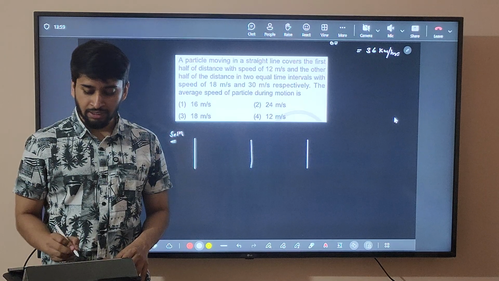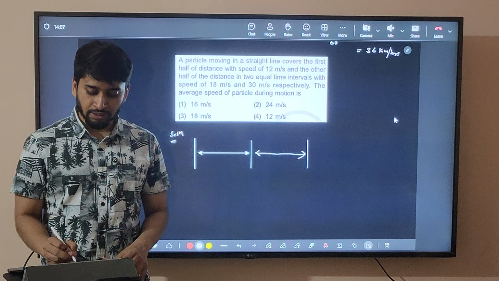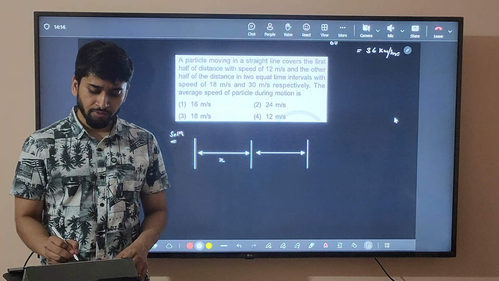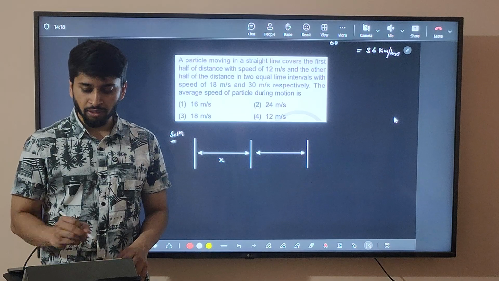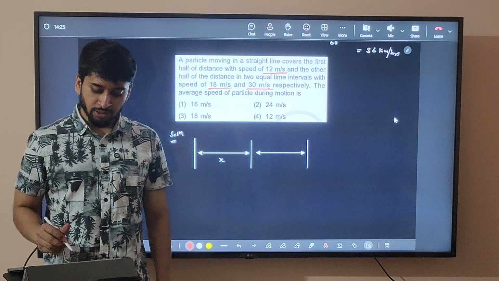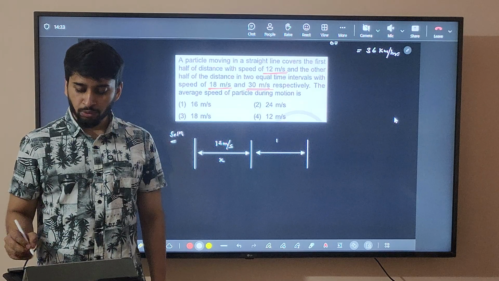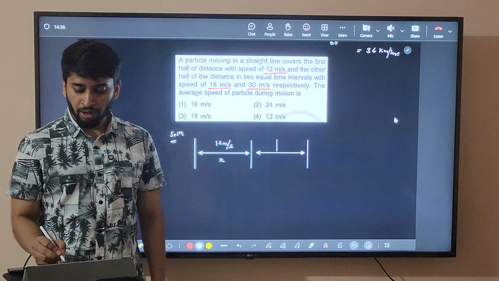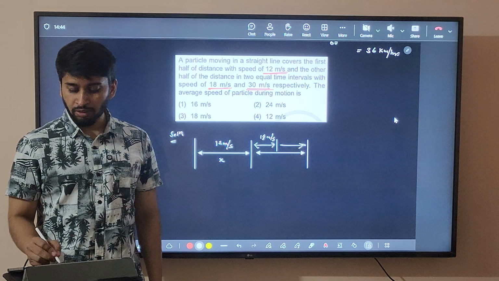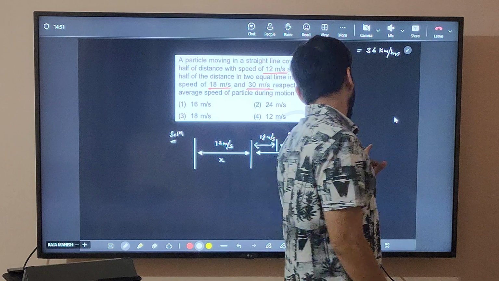So here it's the same case, the case of the combination part, right? First you are dividing the complete journey in two equal distance intervals, such that the first half distance you are traveling with a speed of 12 meter per second, and the other half distance with 18 meter per second and 30 meter per second. The second half distance is being further divided into two equal time intervals, such that in the first part you are traveling with speed 18 meter per second, and in the second part with a speed of 30 meter per second, right? Clear?